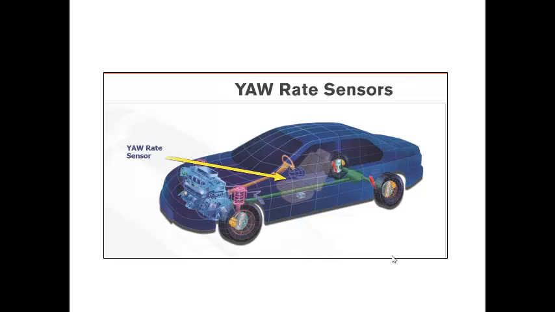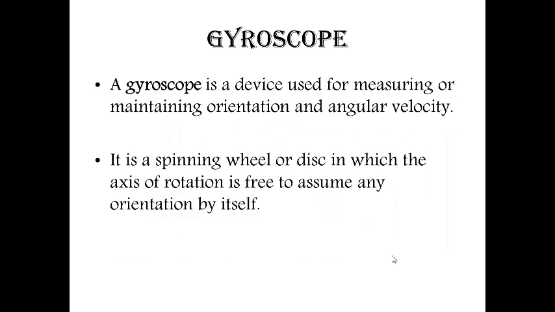As we see in this car, the yaw rate sensor is situated somewhere below the seat of the front passenger or in the front panel. A gyroscope is a device used for measuring or maintaining orientation and angular velocity. Orientation means how much it is moving from the straight direction towards right or left, so that much angular velocity it will be measuring. Actually it is a spinning wheel or disc in which the axis of rotation is free to assume any orientation by itself, which means whatever axis of rotation it is doing, that much orientation will be measured.